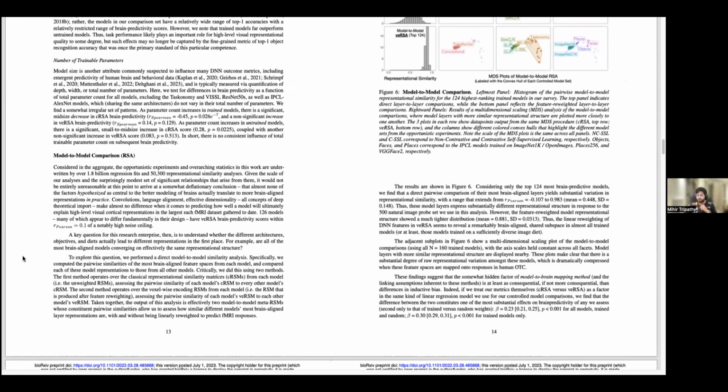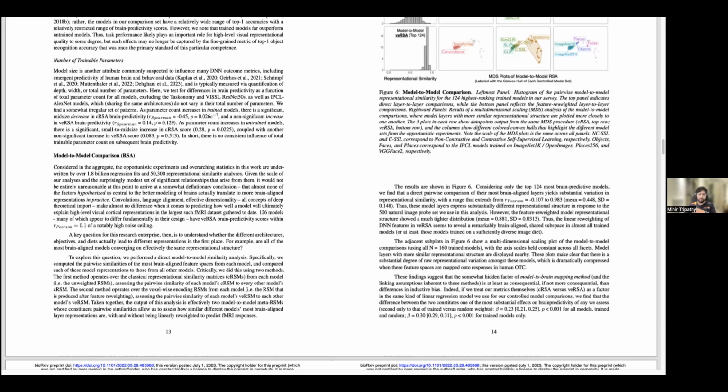After getting all of this, they also did model-to-model comparisons, which was basically a study of comparing different models to see if the two particular models have the same or a similar understanding of the images.